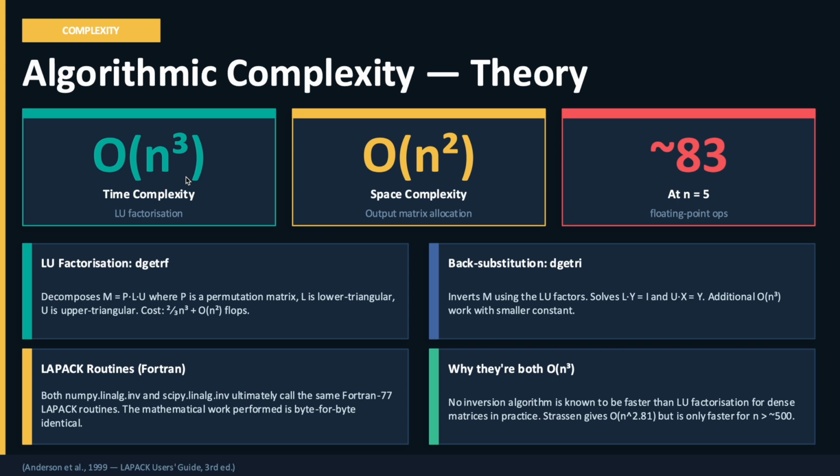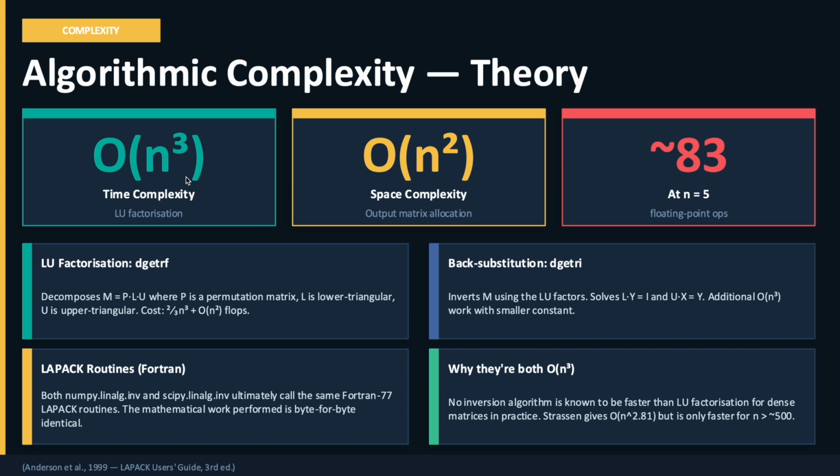And this whole thing costs us 2/3 n cubed in complexity. And after that, we have 5 by 5 matrices, which take about 83 floating point operations. Altogether this takes a lot of time to compute our matrices.